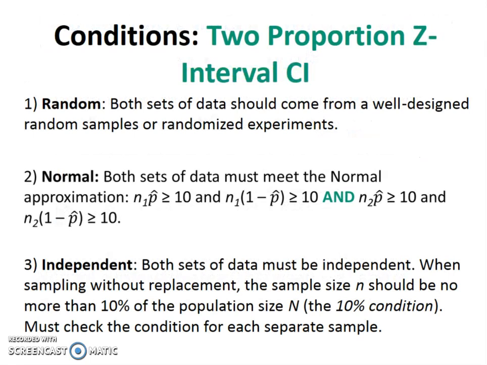So just recap, what are the conditions, right? The assumptions that we have to have. Random. Both sets should either come from a well-designed random sample or from randomized experiments. Normal. Both sets of data must meet the normal approximation. So multiplying 4 different things and seeing if they're larger than or equal to 10. And then as far as independent, both sets of data must be independent. When we're sampling, sample size should be no more than 10% of the population, right? That's our 10% condition. You have to check the condition for each separate sample.